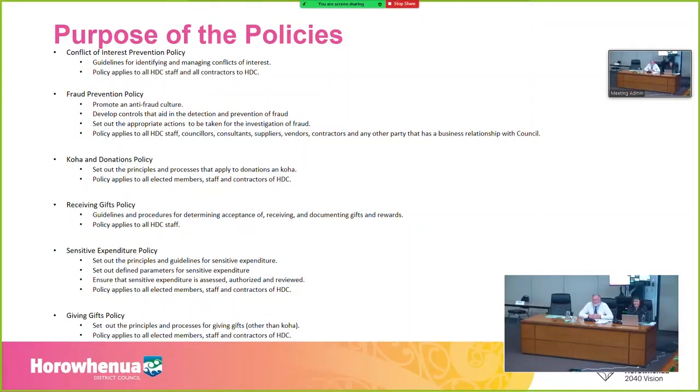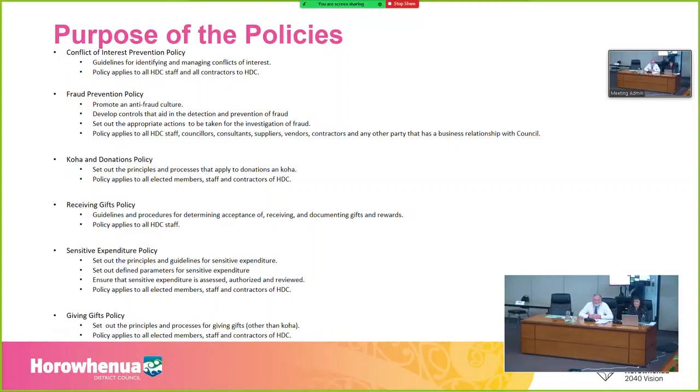Sensitive expenditure policy, once again, is just setting out those principles and guidelines for sensitive expenditure, defining what sensitive expenditure means, and ensuring that sensitive expenditure is accessed, authorised, and reviewed accordingly. Once again, the policy applies to all elected members, staff, and contractors of HDC.